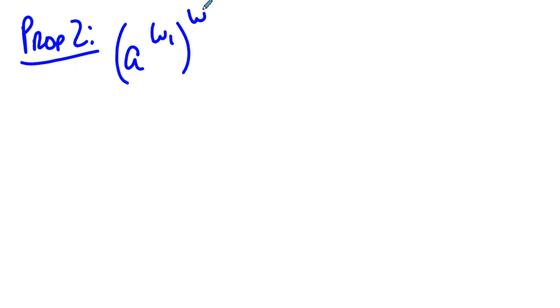But property 2 says a to the ω1 to the ω2 is a to the ω1 times ω2. Does that work? They're probably w's. Does that work? No, and there are a zillion counterexamples.